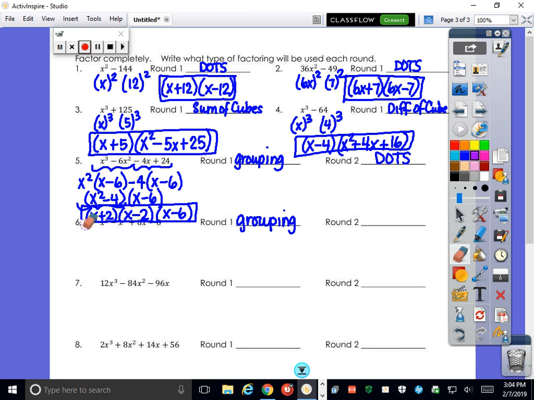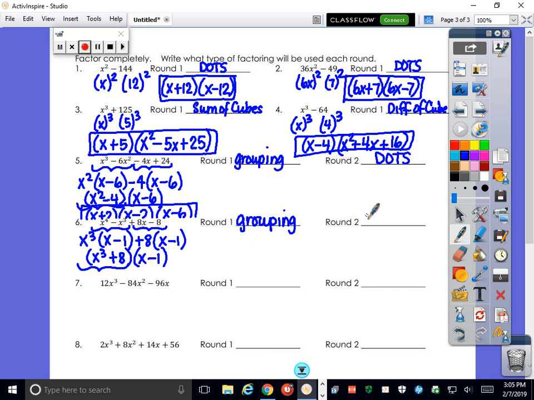I'm going to erase this real quick so I can see what that is. Okay, so we're going to group the first 2. They have an x cubed in common, leaving us with x minus 1. The second 2 have an 8 in common, leaving us with x minus 1. So we're going to get x cubed plus 8 as one parenthesis, and x minus 1 as the second. Now we can notice that these can be factored using the sum of cubes.